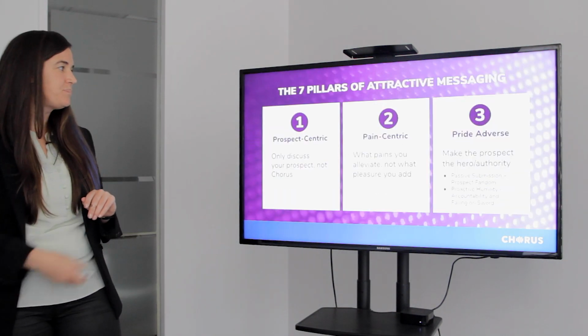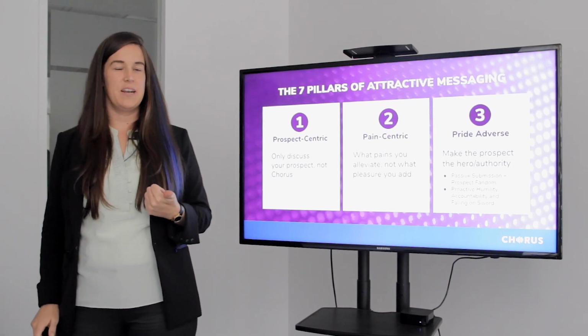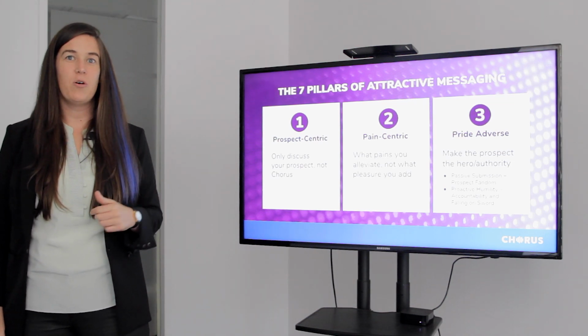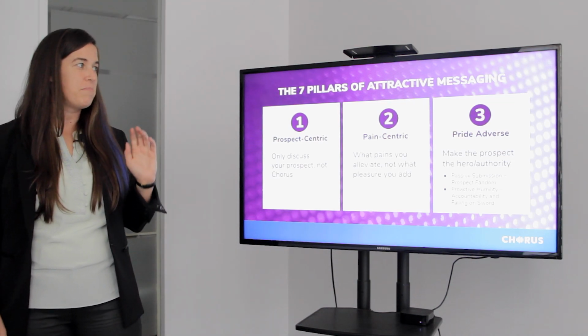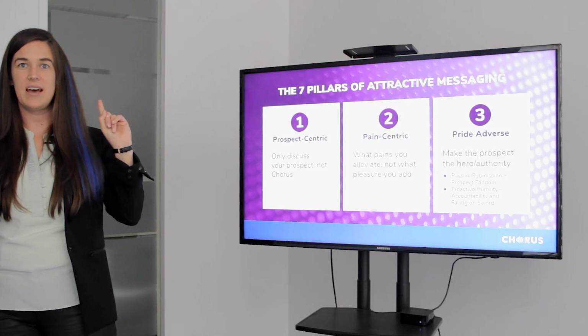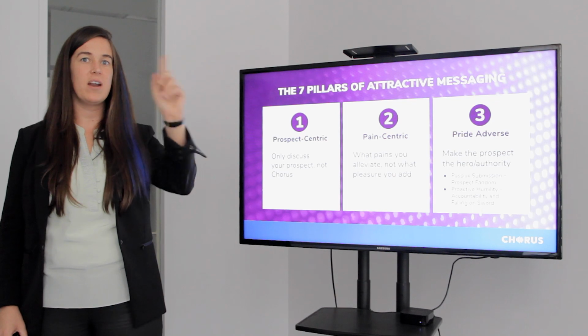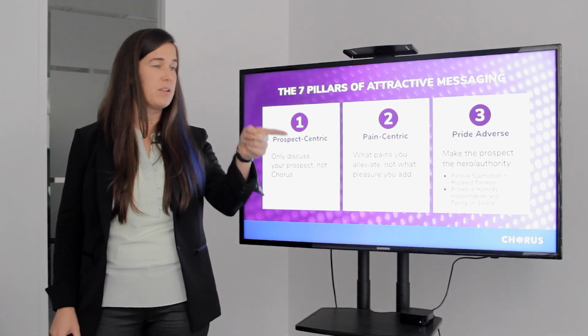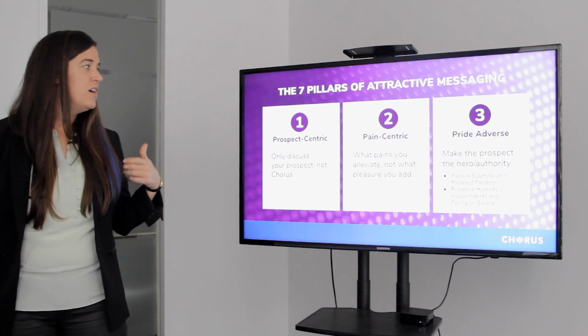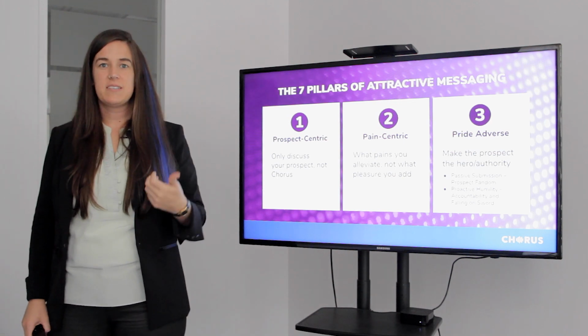but let's start with the 7 pillars. The first is going to be prospect-centric. So by the way, taking a step back, I started with the pillar that I think is done least well in the industry, and then we'll get on to premises that are the pillars that I see done most well. The first pillar is going to be prospect-centric.